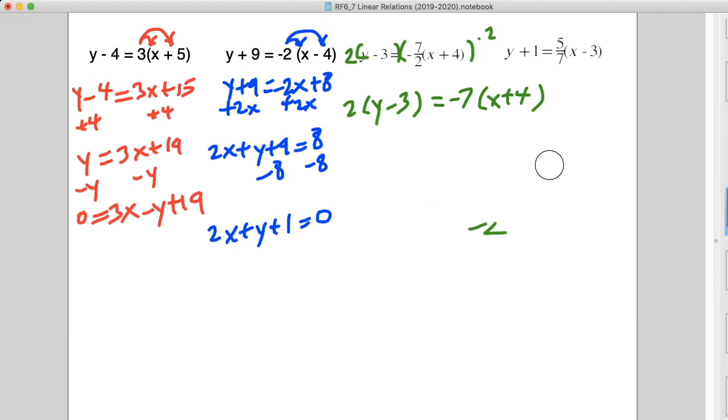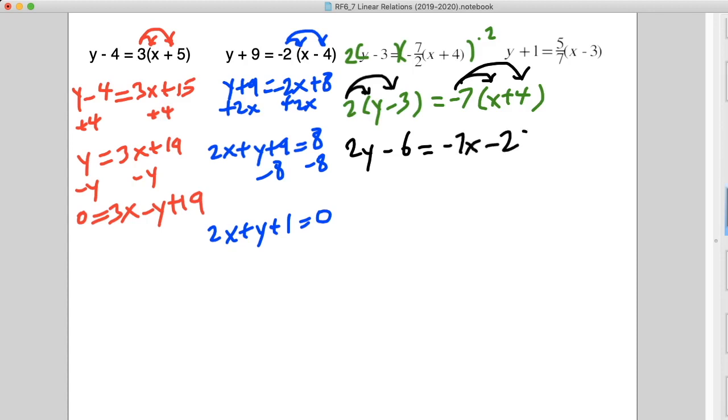So we're going to continue and go ahead with the distribution. We can just do both at the same time. So we're going to go 2 times y, then 2 times negative 3. So we're going to have 2y minus 6. And I'm going to do the same thing on the right hand side, negative 7 times x, and negative 7 times 4. So we'll have negative 7x minus 28.